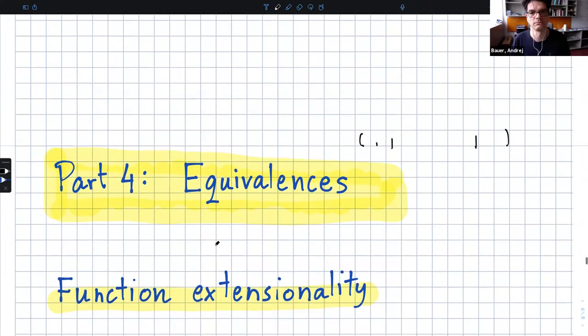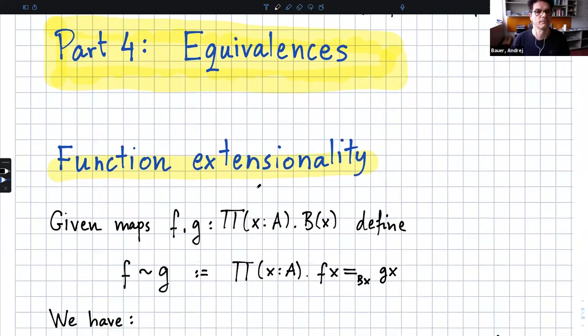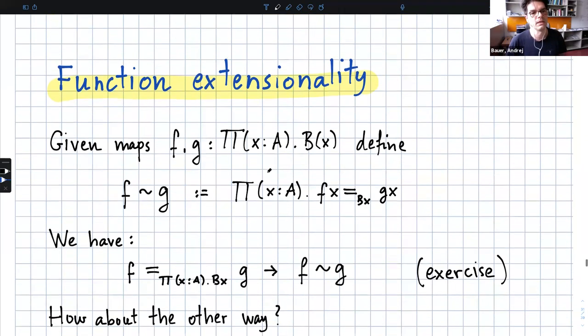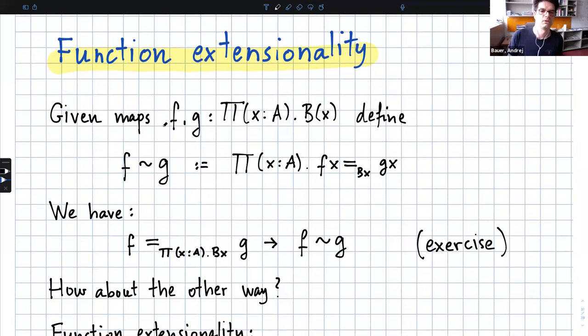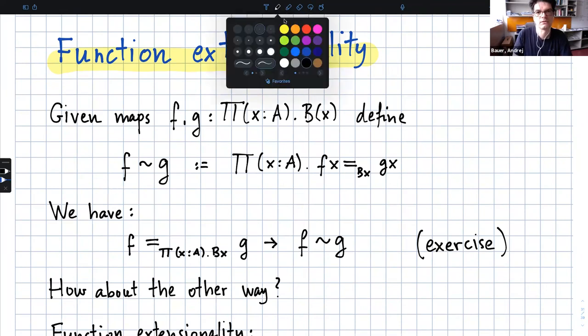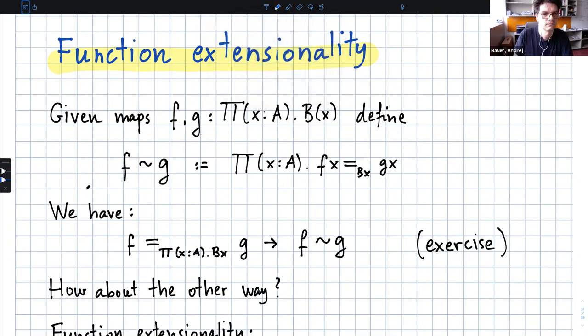Okay, let's go on. The next important thing is called equivalences. And here we're going to first do an intermezzo and finally address this function extensionality business, which is the following. Suppose I have two maps F and G from A to B, then define pointwise equal. Pointwise equal means not that there is a path from F to G, but for every X in A, there is a path from F of X to G of X.